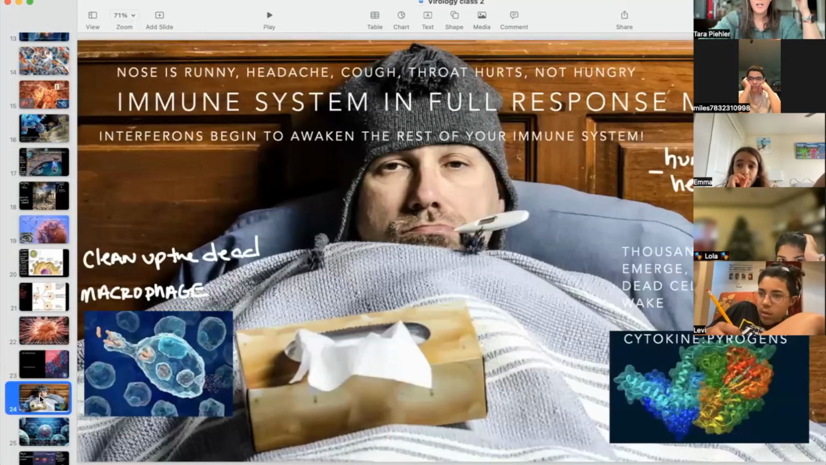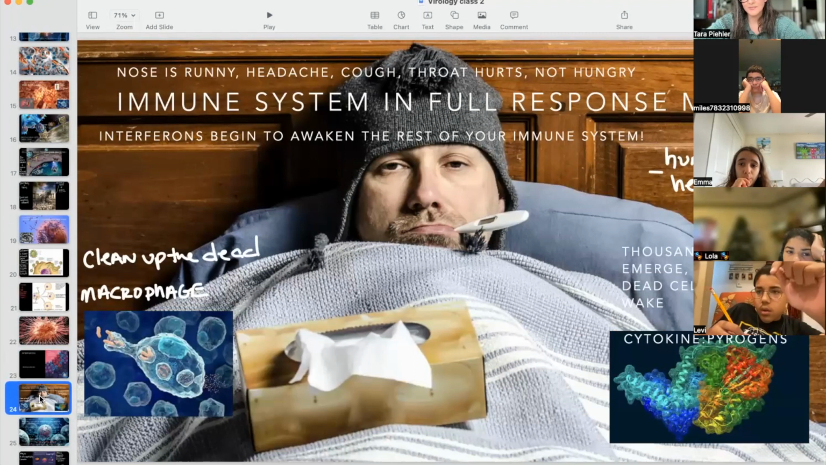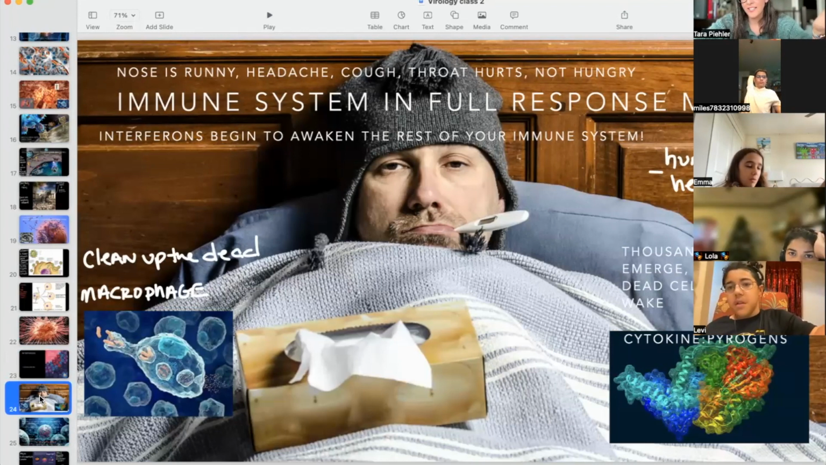All right, guys, this is you guys. Who's ever looked like this before? Me. Not that bad. A runny nose, a headache, a cough, a sore throat. Does this sound familiar? Yeah, I had that definitely. I had this a few days ago. Is this our virus doing this? No, it's the response of your immune system. It's your own immune system doing this to you.